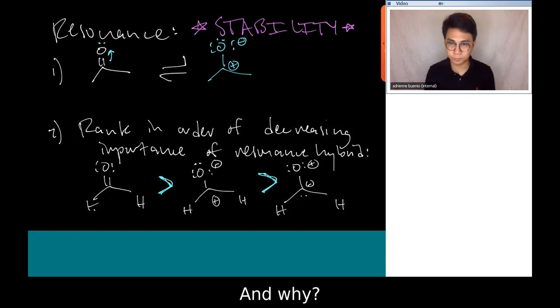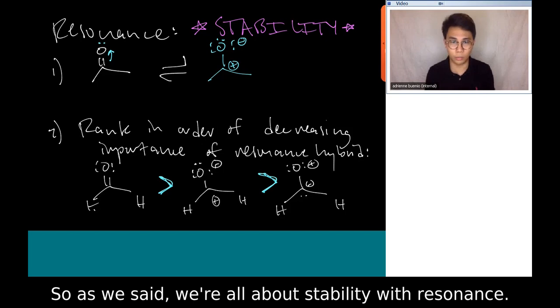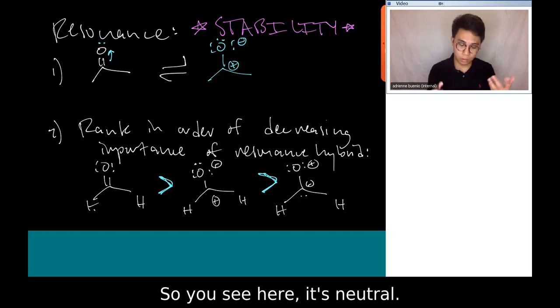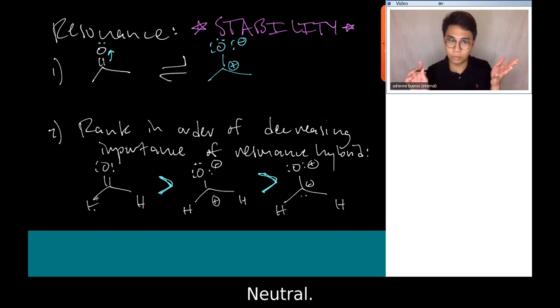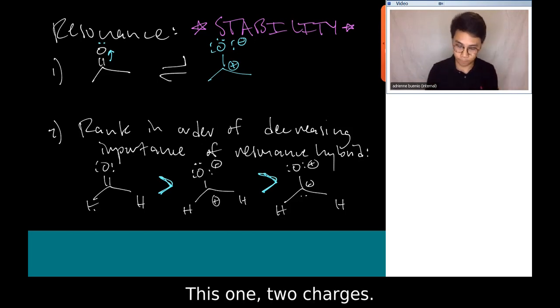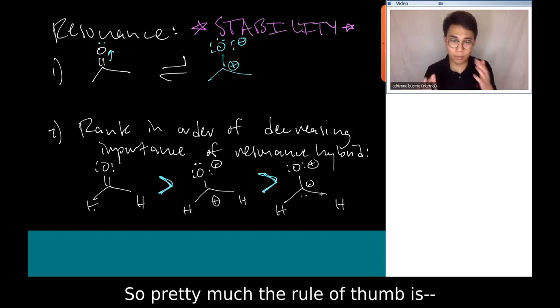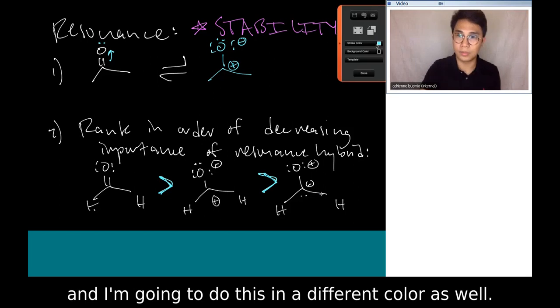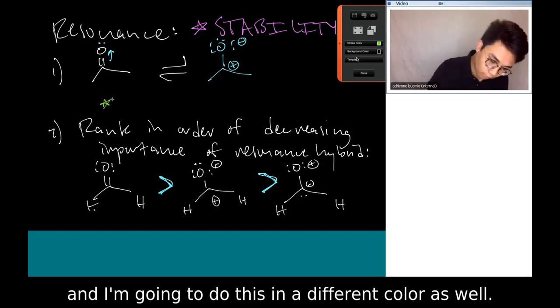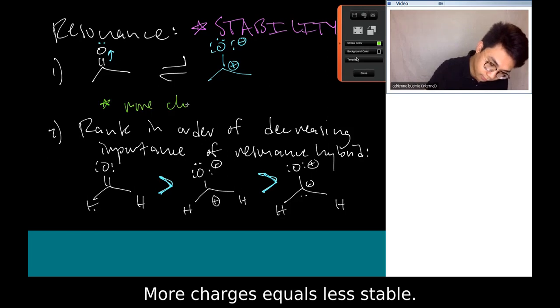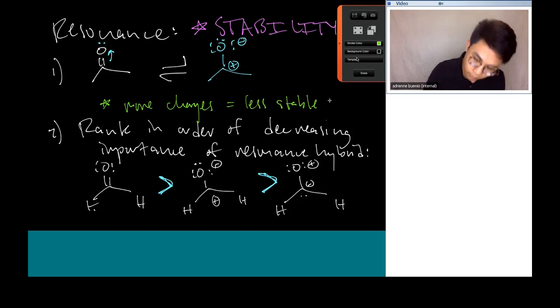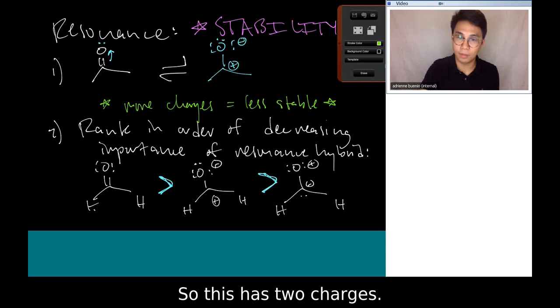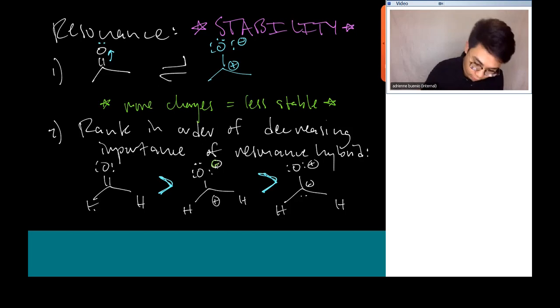And why? As we said, we're all about stability with resonance, right? So you see here, it's neutral, neutral, happy, no charges. This one, two charges. This one, two charges. So pretty much the rule of thumb is, and I'm going to do this in a different color as well, the more charges equals less stable, right? So this has two charges, and this has two charges.